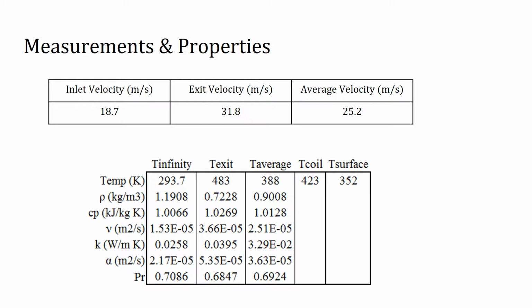Here are our measurements for the inlet and exit velocity. We found an average velocity that will be used later in this presentation. We also measured temperatures of the surroundings, along with the temperature of the exit of the blow dryer, the temperature of the nichrome coils, and the surface temperature of the blow dryer. We took all these measurements after the blow dryer had been on for some time, reaching steady state conditions. Each temperature was attained using a thermocouple, but the temperature of the coil was found using an infrared thermometer.